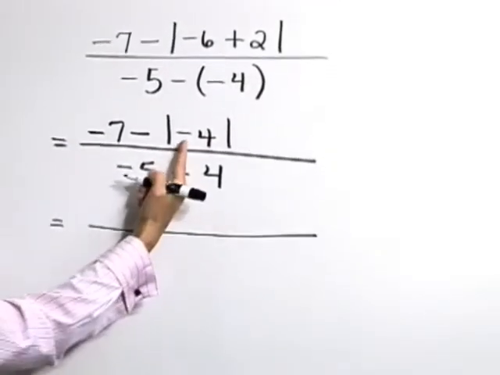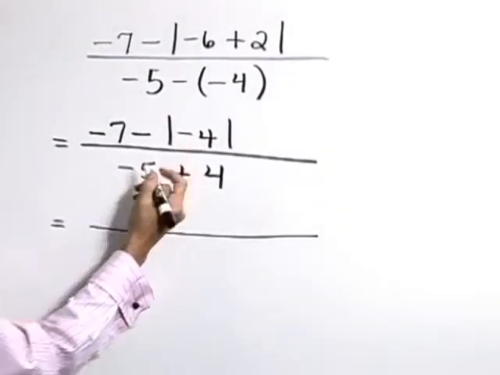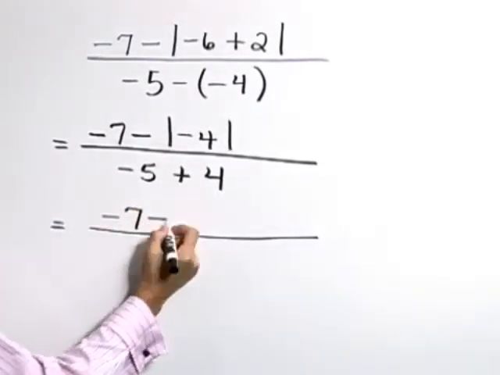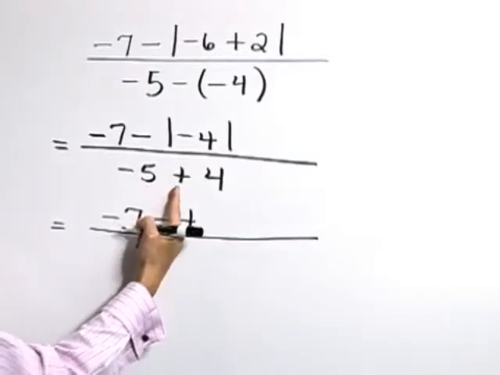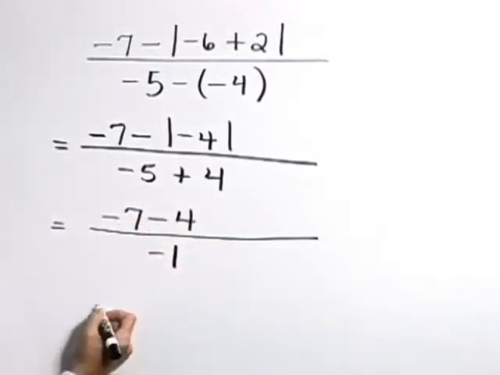Back to the numerator. The absolute value of negative 4 is 4, so the numerator becomes negative 7 minus 4. The denominator, negative 5 plus 4, is negative 1.